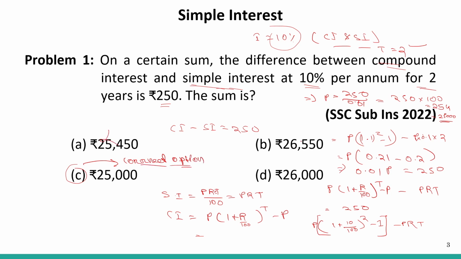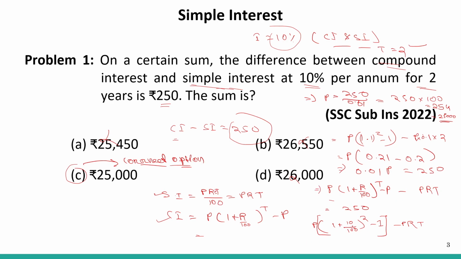These are all wrong answers, B, A and D. Let's cover it again in a shorter way. What we are given is the difference between compound interest and simple interest. CI is given by this formula, and SI is given by this formula, and their difference is given as 250. So we subtract SI from CI in formula terms. After the subtraction, what we are left with is P into 1 plus R by 100 power T, minus P, minus PRT, equal to 250.